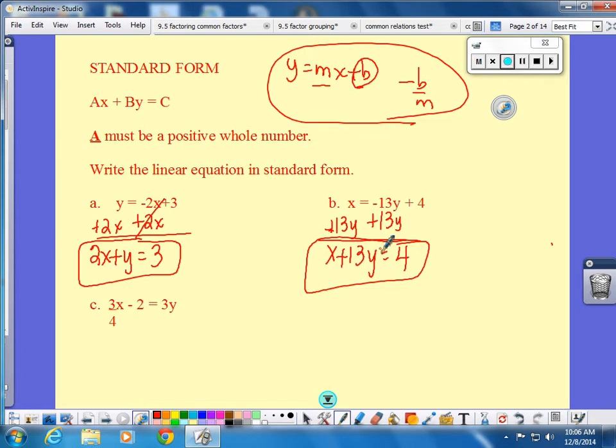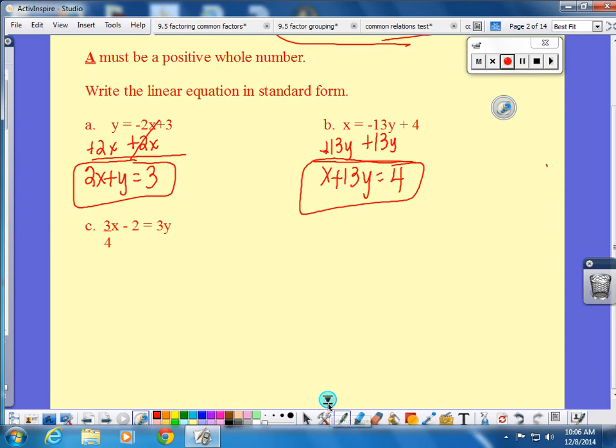C has several problems. First of all, it has a fraction. And then the y needs to be with the x, and the constant needs to be on the other side. It doesn't really matter what you do first, but I would say you would probably like to get rid of the fraction. What would you multiply everything here by in order to get rid of that fraction? Why do you say 4? Because it's the only denominator, right? So it has to be the common denominator if it's the only denominator. So I'm going to multiply this whole thing by 4.